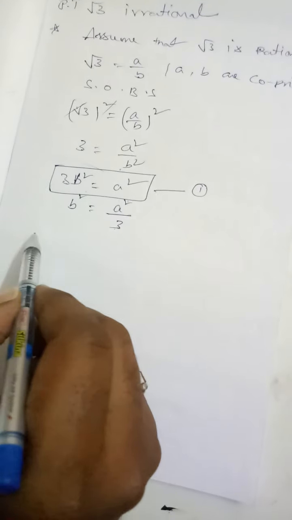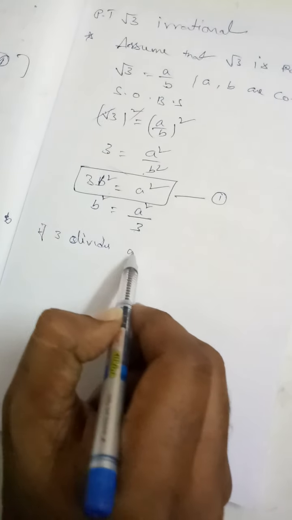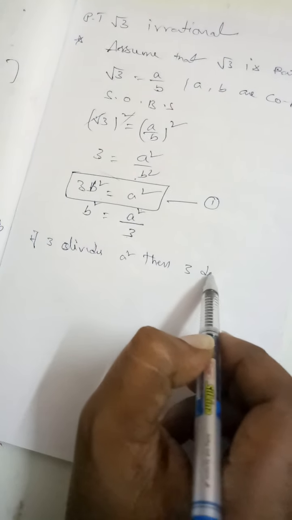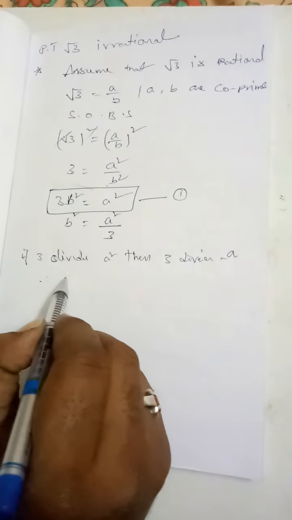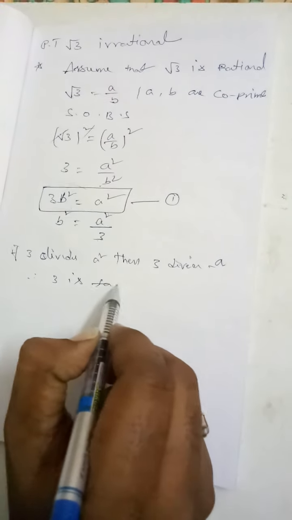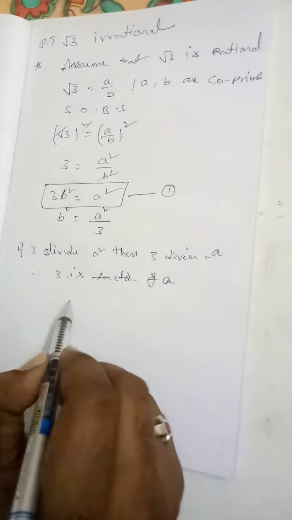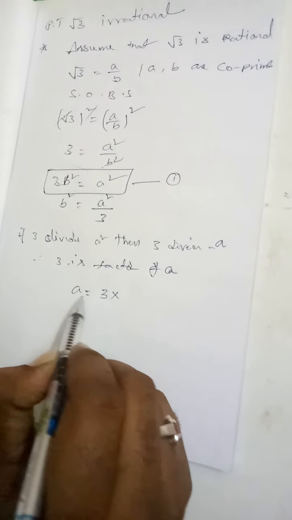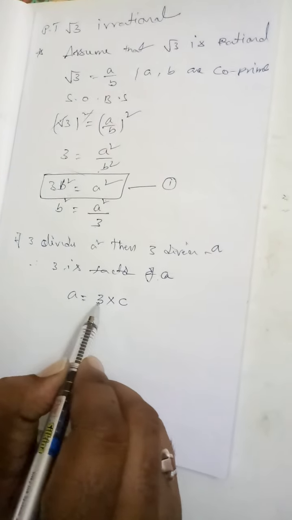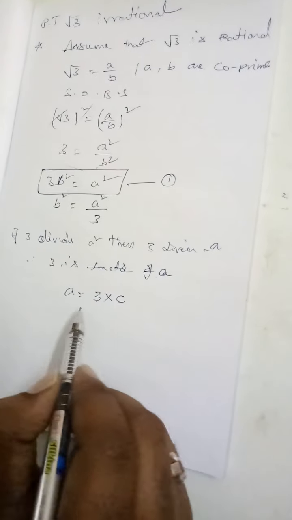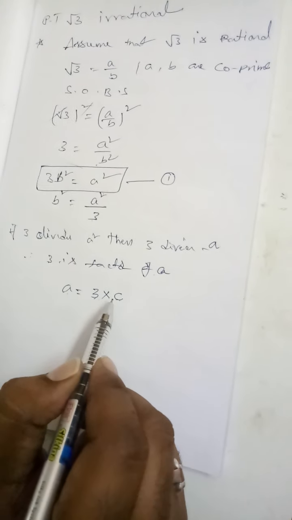What is the meaning of a square by 3? If 3 divides a square, then 3 divides a. Therefore 3 is a factor of a, and if 3 is a factor of a, then a is equal to 3c. Suppose 5 is a factor of a, it means a is 5 into c. If 7 is a factor of a, a is 7 into c. So here 3 is a factor of a, so a is equal to 3 into c.